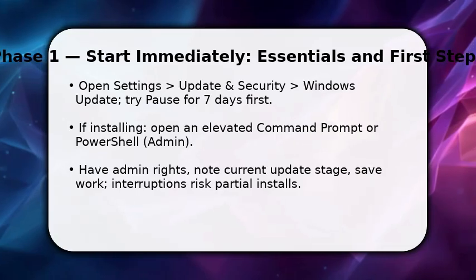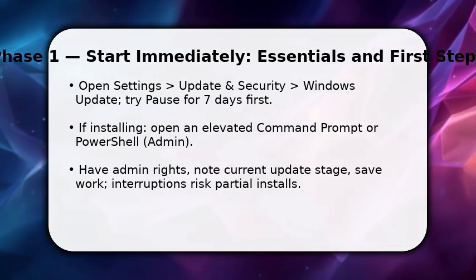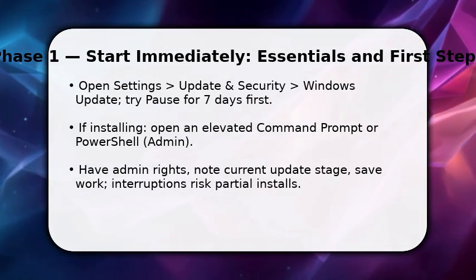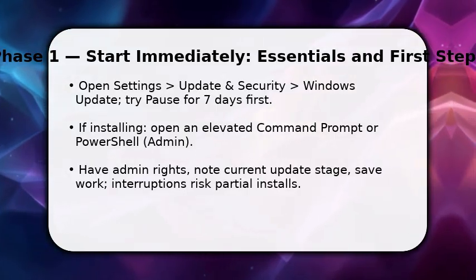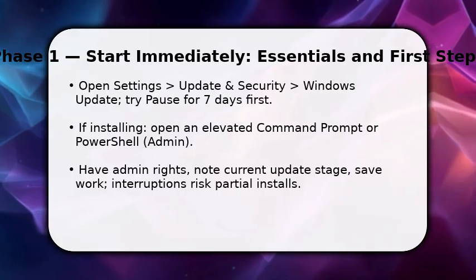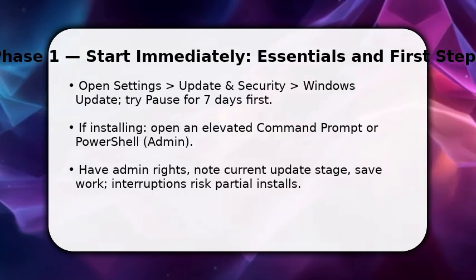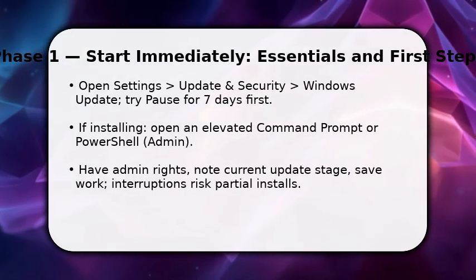You start by pausing anything controllable. Open Settings, go to Update and Security, then pause updates for 7 days. Once paused, make sure you run an elevated command prompt or PowerShell as administrator. This is required for the next steps.